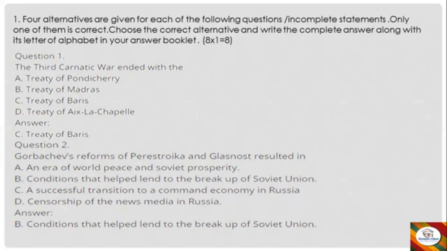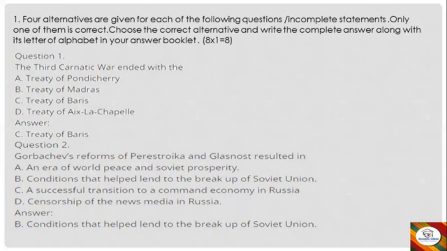The very first question we have here is multiple choice questions. Four alternatives are given for each of the following questions or incomplete statements. Only one of them is correct. Choose the correct alternative and write the complete answer along with its letter of alphabet in your answer booklet. There are 8 questions of 1 mark each. This is exactly as you get in your board question paper.